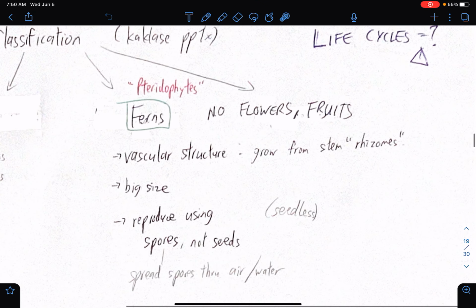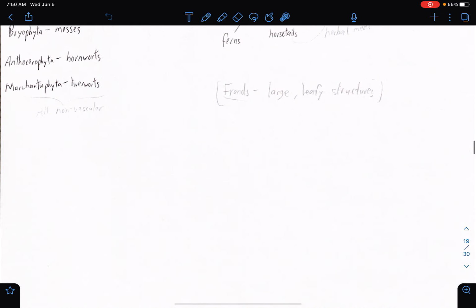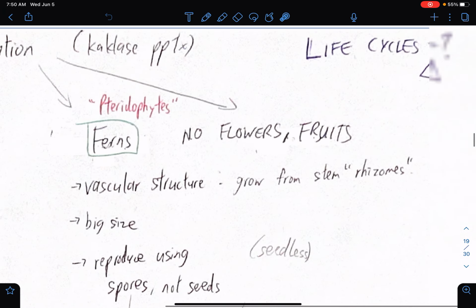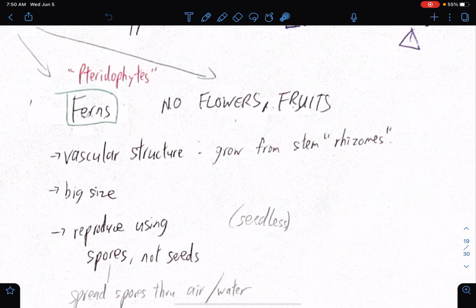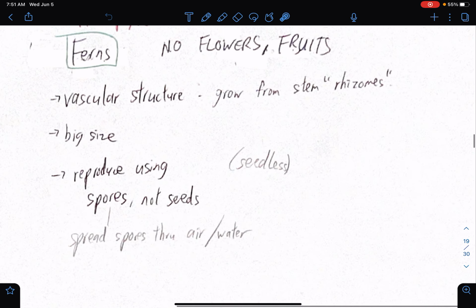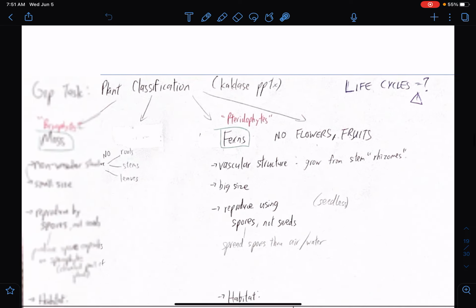That's not proven. Ferns, formerly called pteridophytes. There are no flowers or fruits, unlike angiosperms. However, they do have a vascular structure, unlike mosses. They grow from stem rhizomes. They're big in size. They reproduce using spores, not seeds, just like mosses. So that's where ferns and mosses are the same. They spread spores through air or water. And like I said, they're seedless.